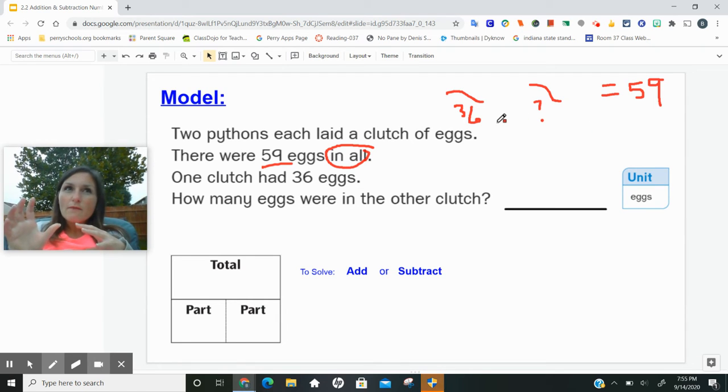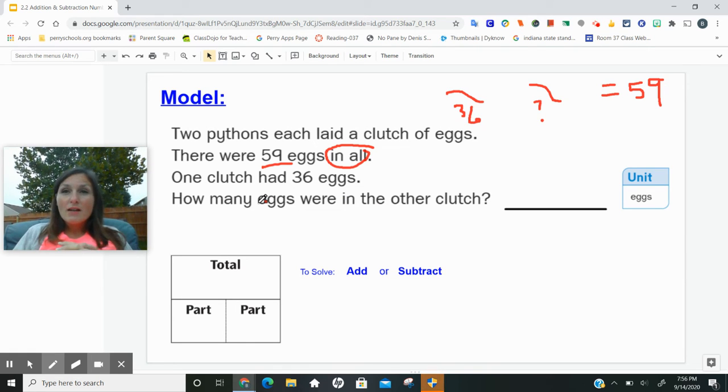Now, to help us figure out if I'm supposed to add or subtract, well, I'm not really sure. So we're going to use our part total box. This is going to help us know if we're supposed to subtract or add. So I'm going to use these words up here that I saw to help me fill it in. There was something I said that was important, that in all. But it doesn't say in all here. I don't see somewhere it says total or part. So how am I going to know?